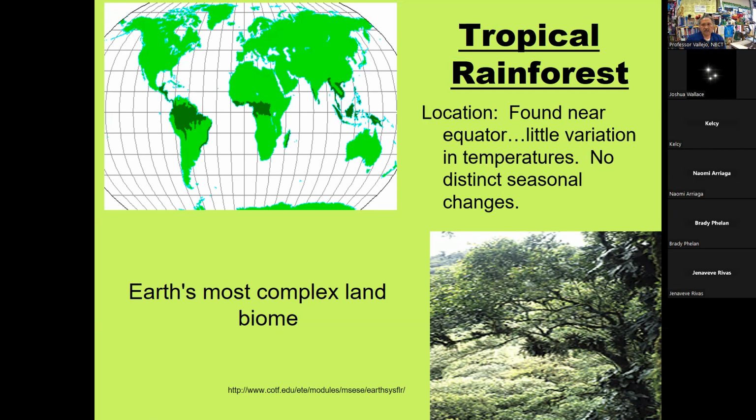All right, so let's take a look at the tropical rainforest in a little bit more detail. It says location: found near the equator, little variation in temperature, no distinct seasonal changes. Okay, that makes a lot of sense.